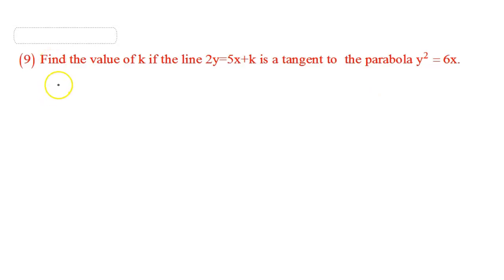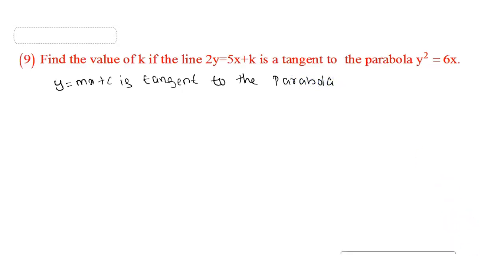So here I am remembering that formula again. y is equal to mx plus c is tangent to the parabola y square is equal to 4ax. The condition is c is equal to a by m.